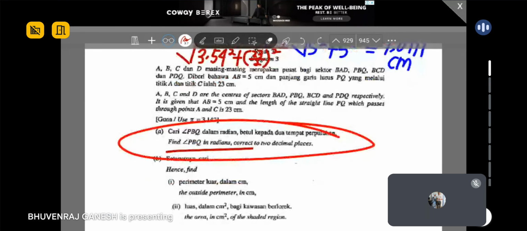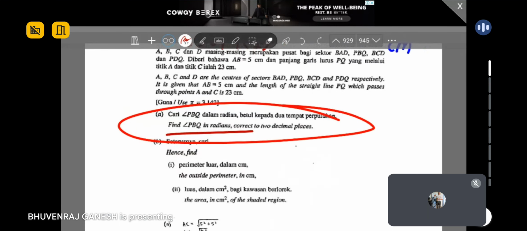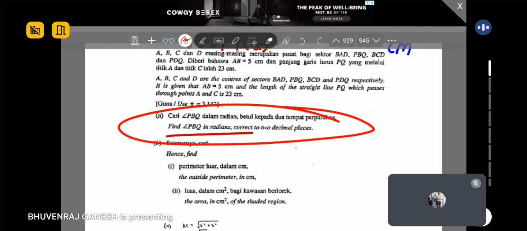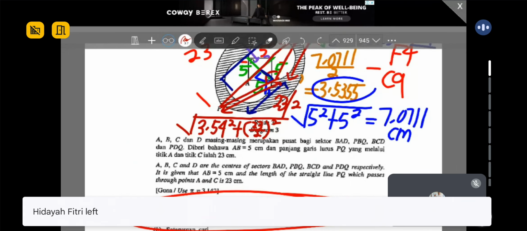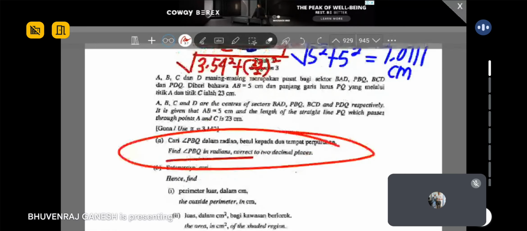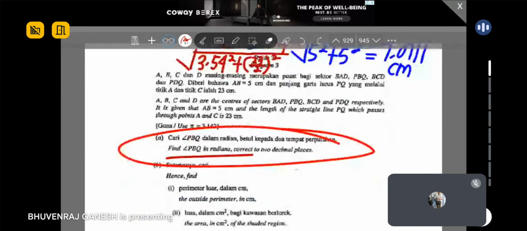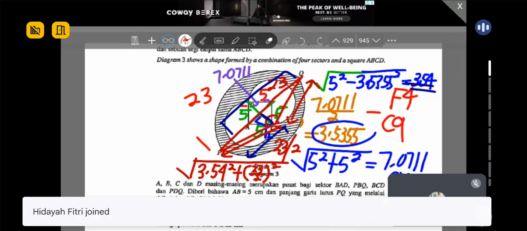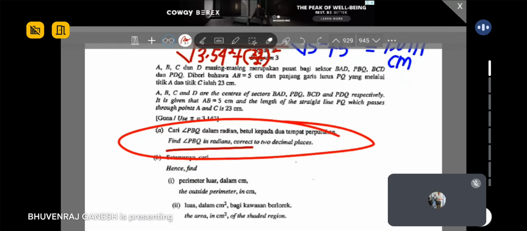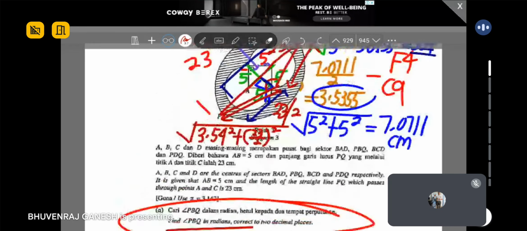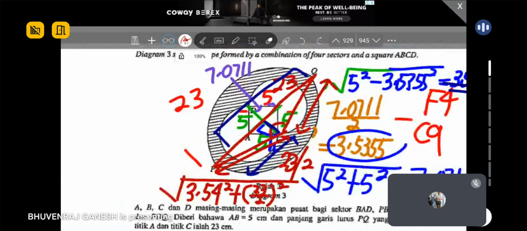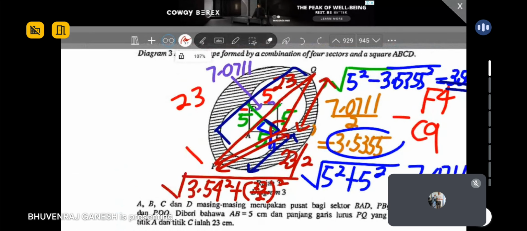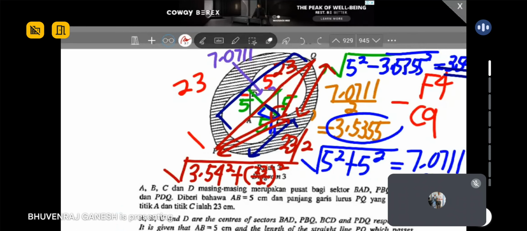Okay, and so then part B becomes very simple already, guys, because you have all the information already. So they ask you to find the outside perimeter. So outside perimeter is, let me check and see. I think outside perimeter is the shaded region. Oh, no. It's not the shaded region. It's the white colored one.